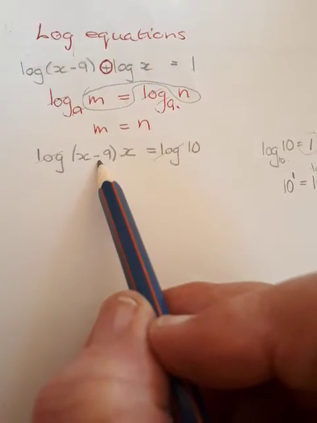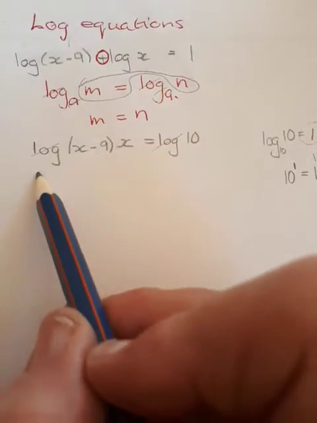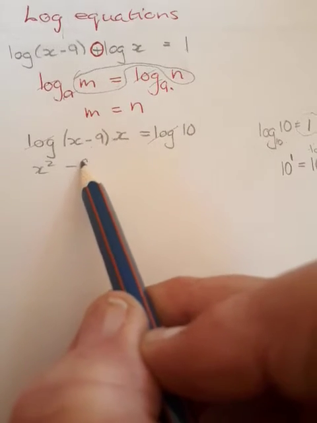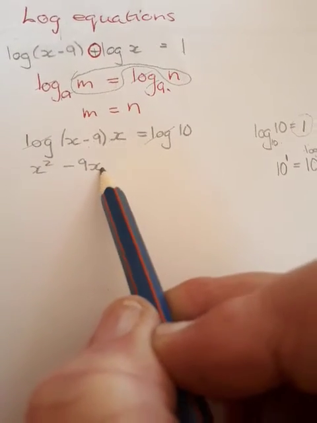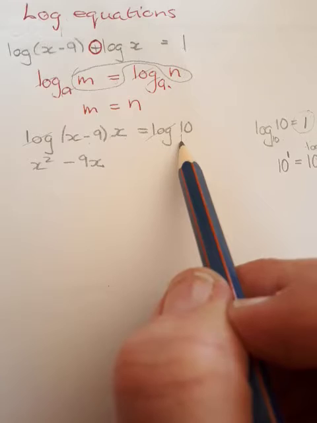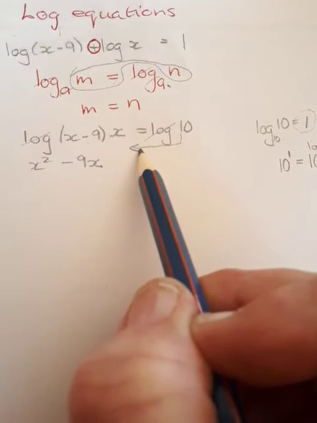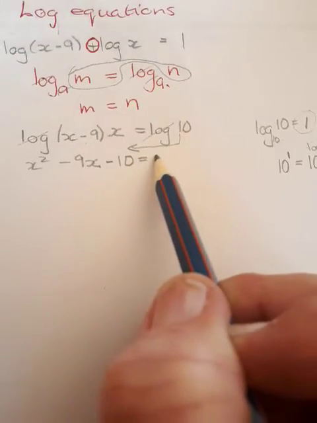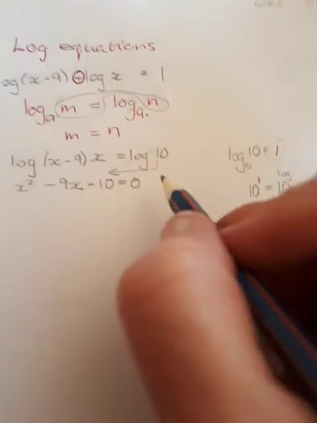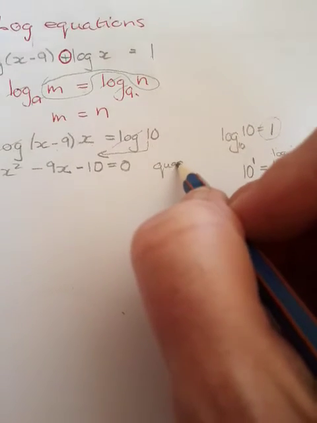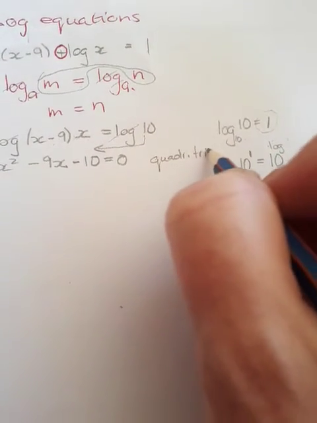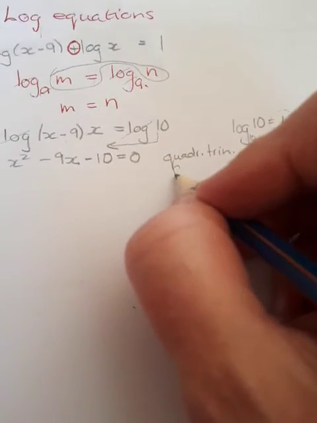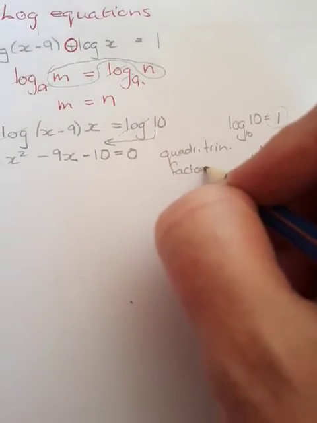So in this case, you're going to expand the bracket, which is x times x is x squared, and x times negative 9 is negative 9x. And then I will move over the 10, which will become minus 10, and that equals 0. And if you look at that, you should now recognize that as a quadratic trinomial. And remember, to actually solve that, we will have to factorize.